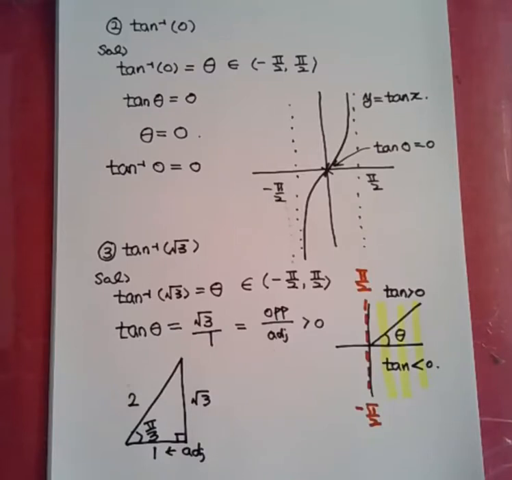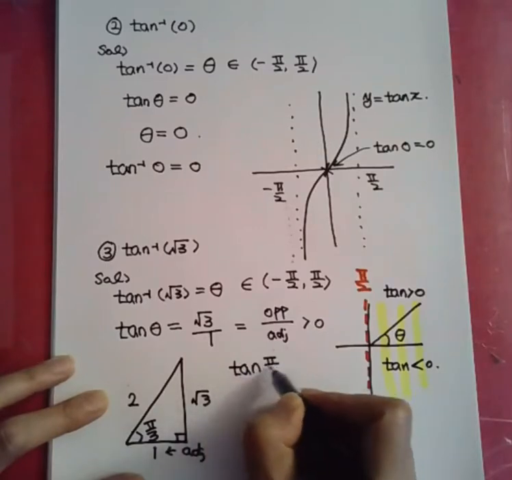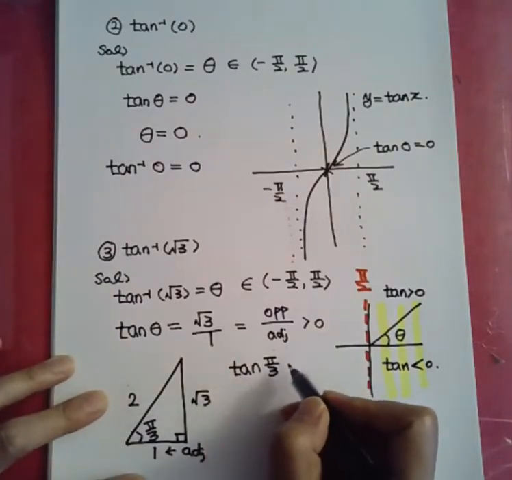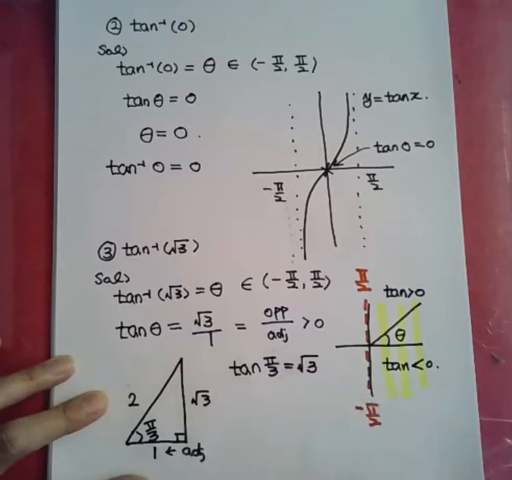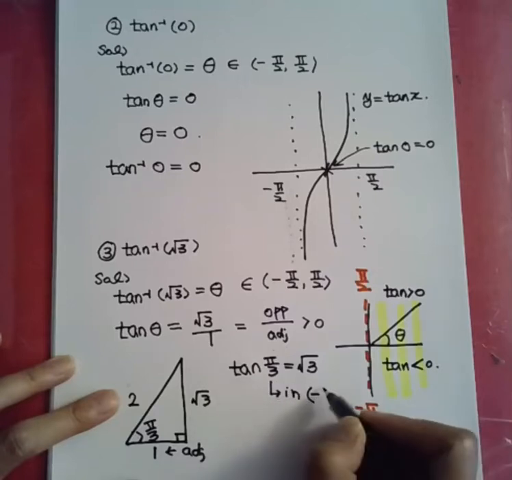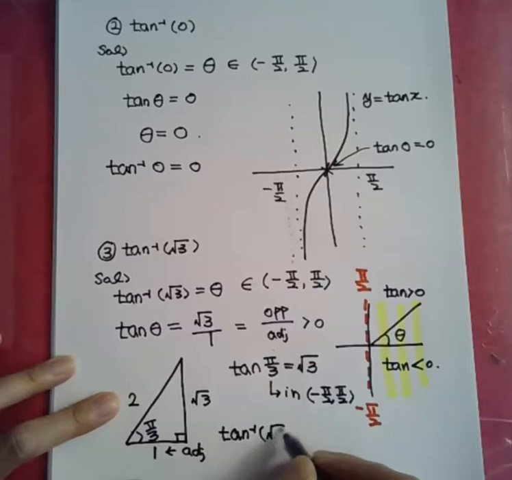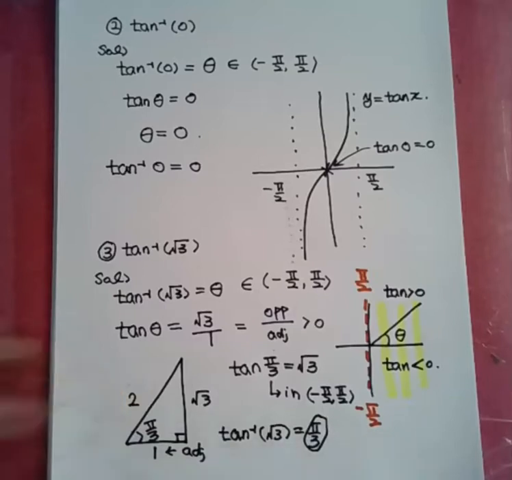So theta is pi over 3 because tangent of pi over 3 is square root of 3. Opposite square root of 3 over 1 is square root of 3. And we make sure that is in the interval minus pi over 2 to pi over 2. So the conclusion is tangent inverse of square root of 3 equals pi over 3. So pi over 3 is the final answer.